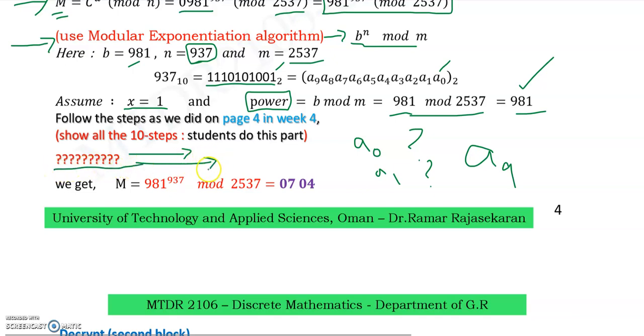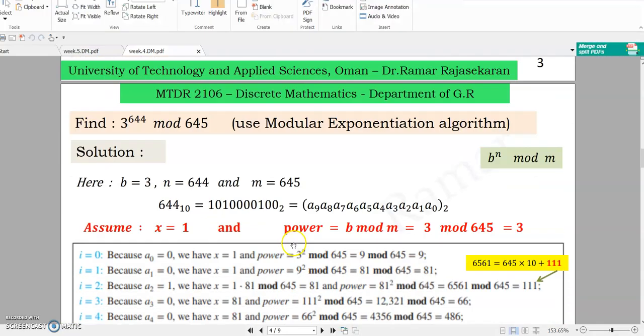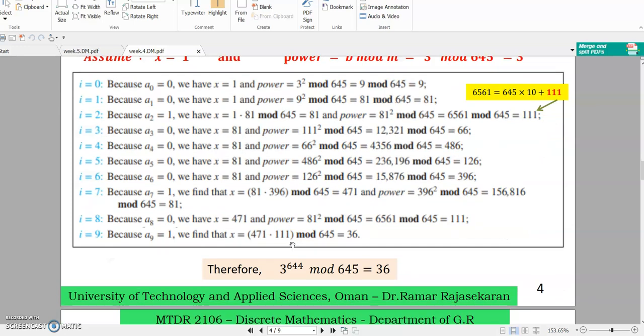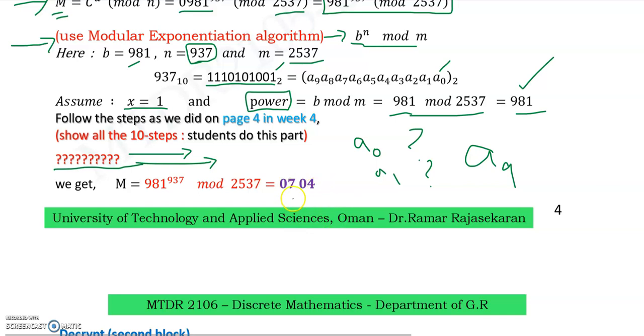Finally, what you are getting for x, when you apply this modular exponentiation method, where you stop, what you get for x. Finally, no need to find the power, you stop with x in the last step. What you get for x is your final answer. That answer is 0704, means 704 will come, but I put 0. Finally, convert it into the alphabet. So now this is the final answer.